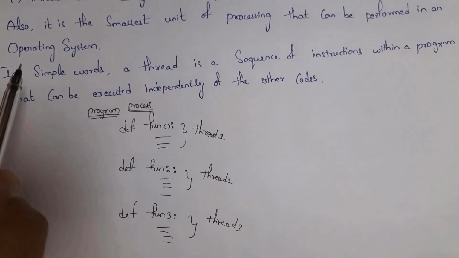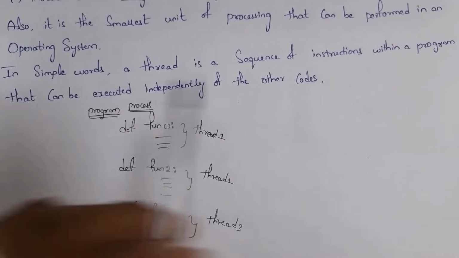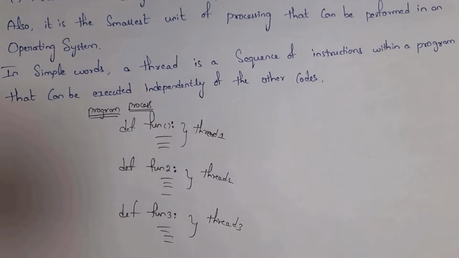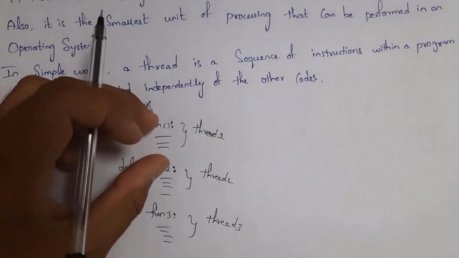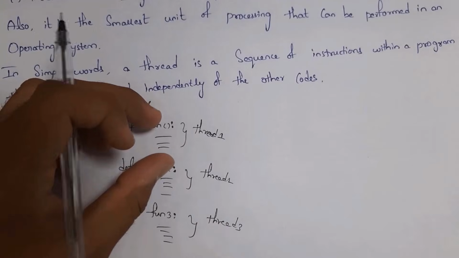In simple words, a thread is a sequence of instructions within a program that can be executed independently of other code. In the thread module, one thread will not depend on other threads. So it will execute this block of instructions independently.